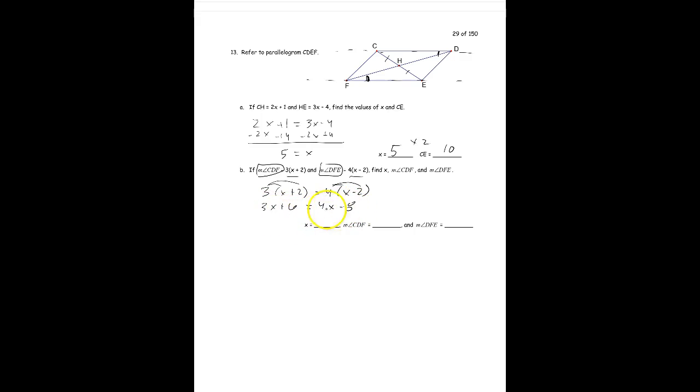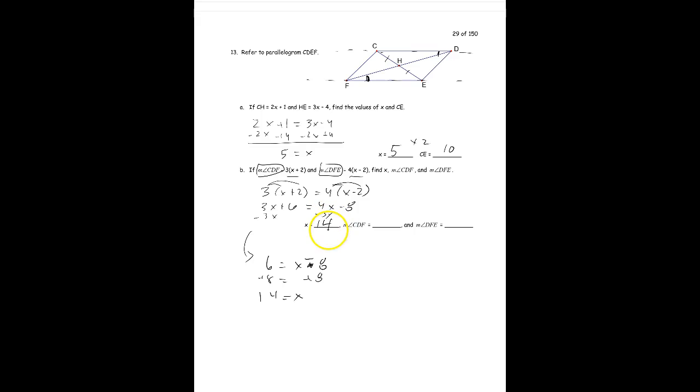And then subtract 3x from both sides to get 6 equals x plus 8. Or x minus 8, sorry. And then we'll add 8 to both sides to get x equals 14.